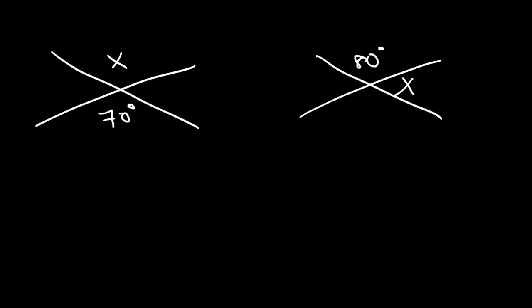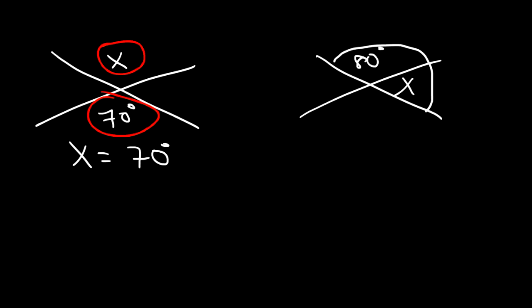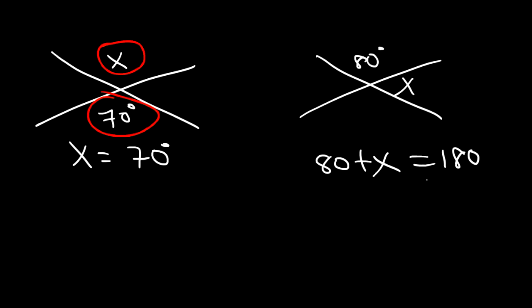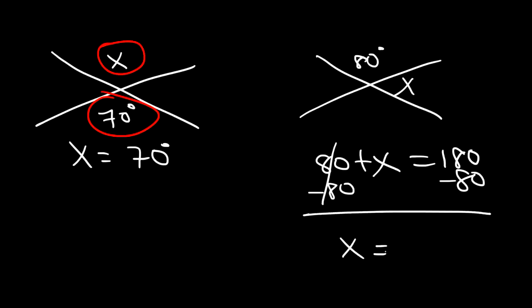In the first example, what is the value of x? Now these two angles are congruent. They're vertical angles. So therefore x is simply 70. In the second example, these two form a linear pair. They're supplementary because they form a straight line when you add them together. So therefore 80 plus x is equal to 180. So x is 180 minus 80, so x is 100 degrees. Some of these problems are not going to be very difficult.